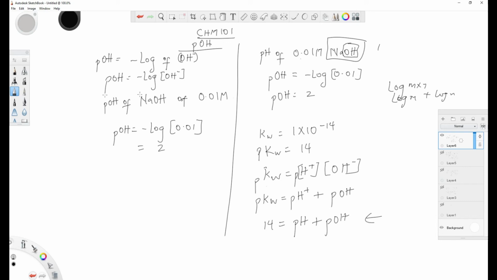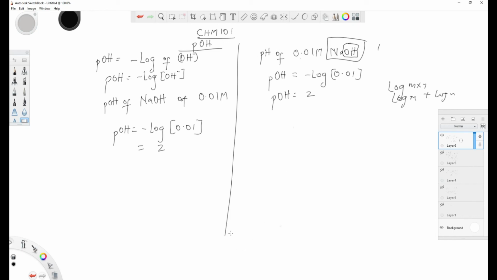So since what we want to get here originally is, guys, pH, not pOH now, we can then say 14 equals pH plus pOH. And we can then say pH equals 14 minus pOH. Then pH equals 14 minus 2, and that's 12. So pH is 12, which is greater than 7, so it is a base. So that's basically how to solve questions like this.